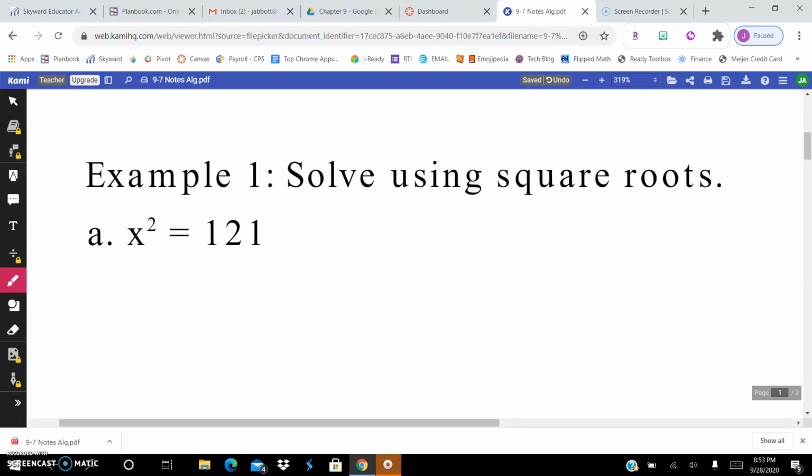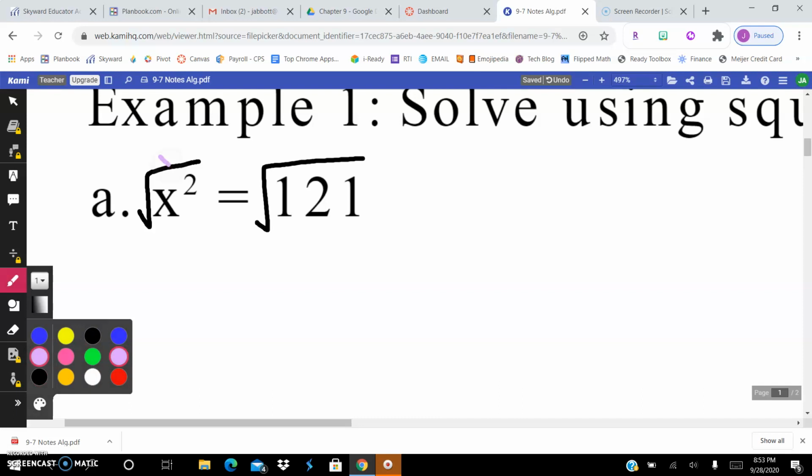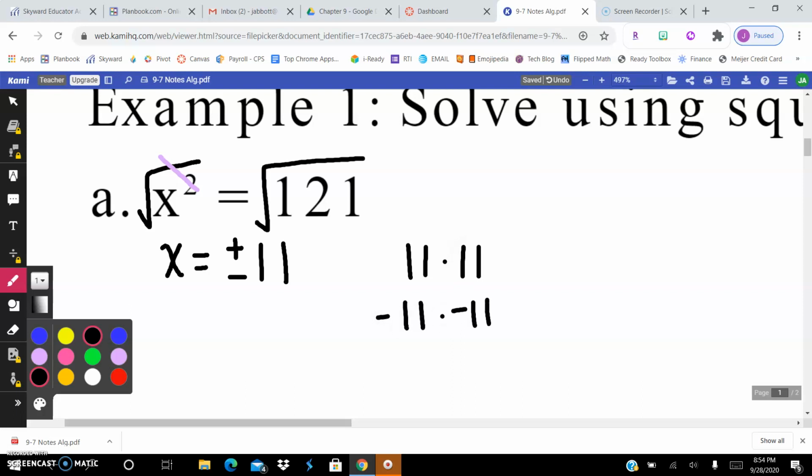So first one just says solve using square roots. We want to figure out what x is here. In order to cancel out a squared exponent of 2, we take the square root of both sides. So that is able to cancel out that. We're left with x. And the square root of 121 is 11. And it's actually a positive 11, and it's also a negative 11, because 11 times 11 and negative 11 times negative 11 will both give me 121.